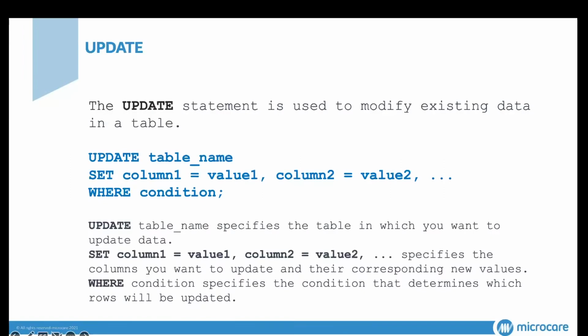Update statement. The update statement is used to modify existing data in a table. The general syntax for the update statement: UPDATE table_name specifies the table in which you want to update the data. SET column1 = value1, column2 = value2 specifies the columns you want to update and their corresponding new values. WHERE condition specifies the condition that determines which rows will be updated.